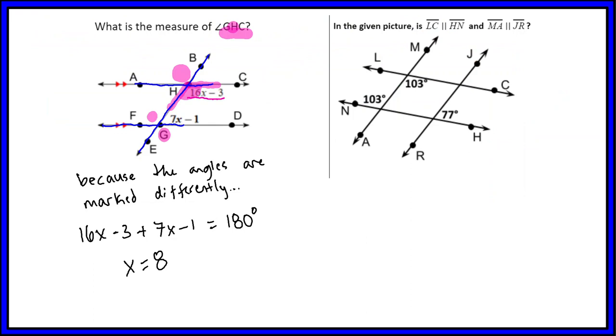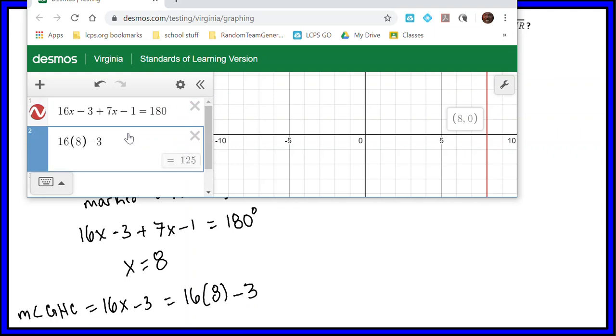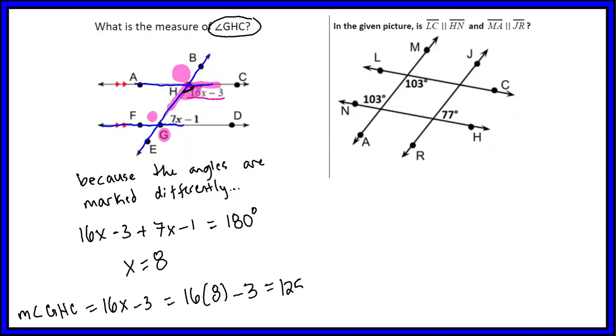But I have to be careful, because what do they actually want me to solve for? Why, it's the measure of angle GHC, of course. So the measure of angle GHC is 16x minus 3, which is 16 times 8 minus 3. And I know that 16 times 8 minus 3 is 125. Not so bad, right?